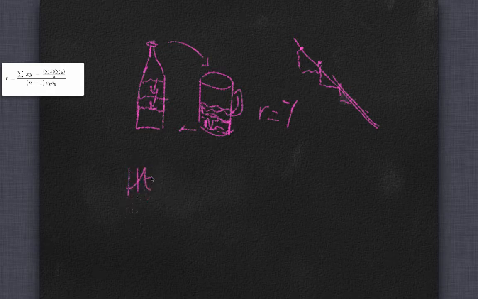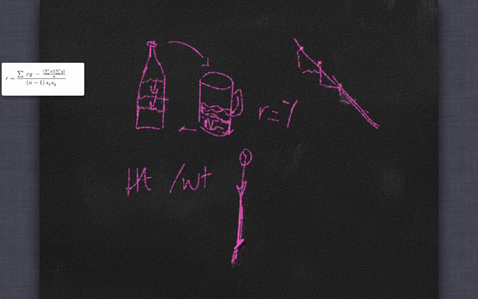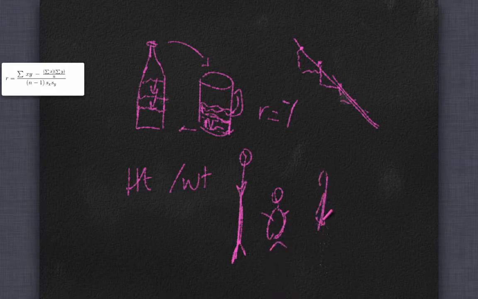height versus weight, then each pair is the height and weight of a single person. So there are very tall, skinny people, right? And there are very short, fat people. And there are a whole lot of kind of average people. So most people are in this category, the average people. So it's not a perfect line, but generally speaking, on the whole, as one goes up, the other goes up.